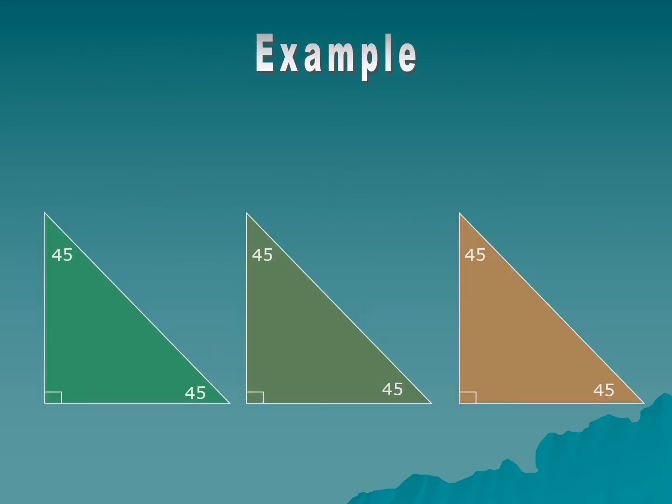Let's go ahead and do a few examples of the 45, 45, 90 degree triangles. Starting off with the first one on the left. If I told you that leg was 3, according to the theorem, the side on the left must also be 3. And then the hypotenuse is the same, but it has a square root of 2 in it. There we have it.